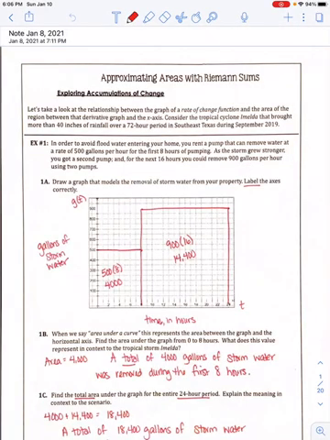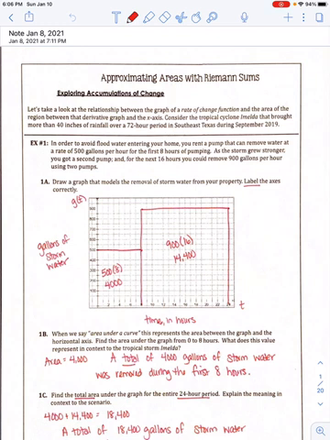All right, so this lesson is going to start talking about Riemann's sums. It's going to dip our toe into the pool of integration, although we're not going to talk about integration yet. We're laying the groundwork for that, okay? So let's take a look at the relationship between the graph of a rate of change function and the area, the region between the derivative graph and the x-axis.